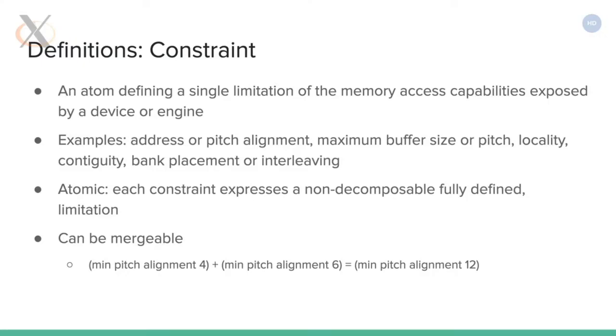Constraints are atomic and self-contained. That is, the individual constraints don't rely on other constraints to be fully expressed. They stand alone, and you can operate on them independently of each other. And constraints can be mergeable. So if you have something like a pitch alignment requirement, and you have two different ones, say a pitch alignment of 4 bytes and a pitch alignment of 6 bytes, if you merge those, you take the least common multiple and get a pitch alignment of 12 bytes, which covers both use cases.